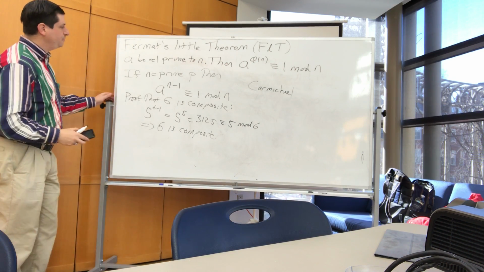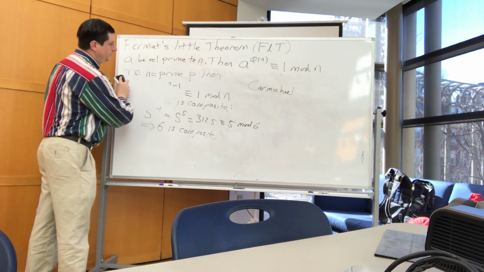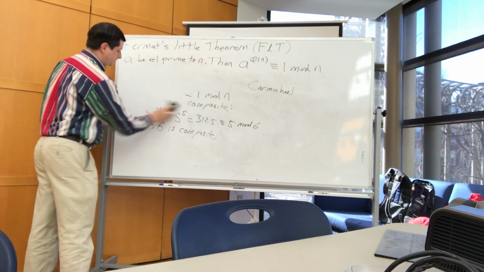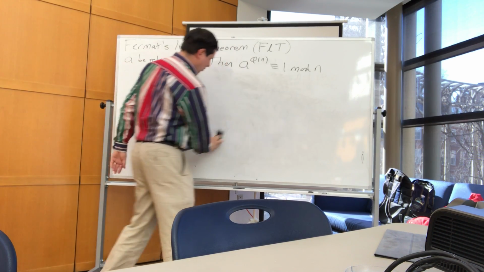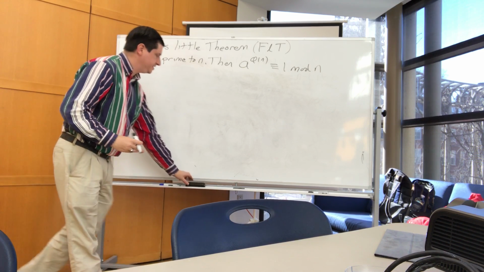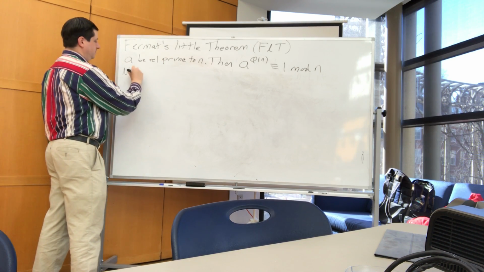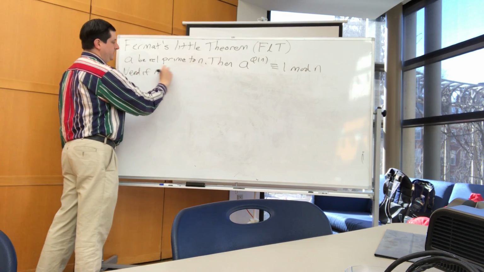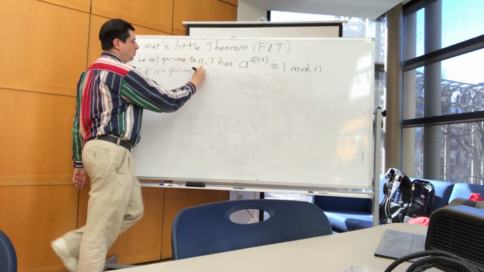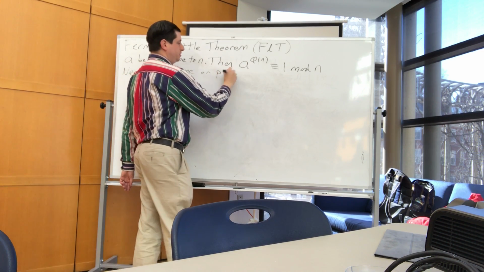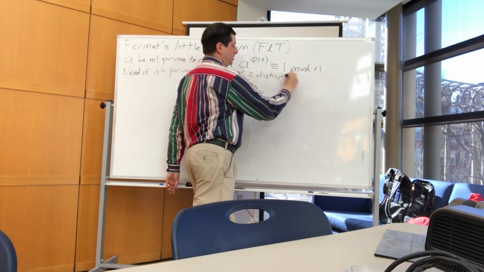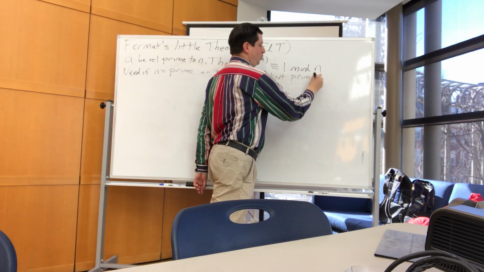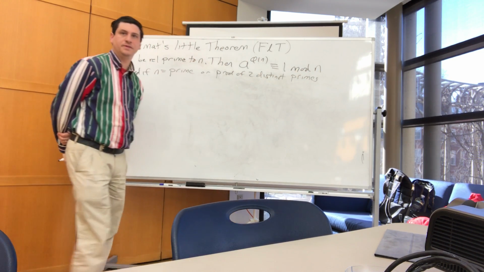All right, so we want to prove Fermat's little theorem. And so the question is how to prove this. We really only need this if n is a prime or a product of two distinct primes. We don't need it in general.